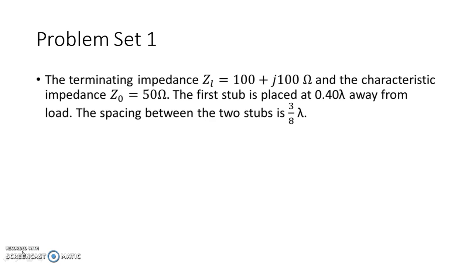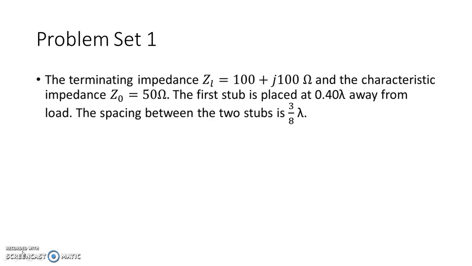To understand the technique more thoroughly, let us consider a problem. The problem states that we have a load impedance of 100 plus j100 ohm, which is to be matched to a characteristic impedance of 50 ohms. The first stub is placed at 0.40 lambda away from the load, and the spacing between the two stubs is given as 3 by 8 lambda.